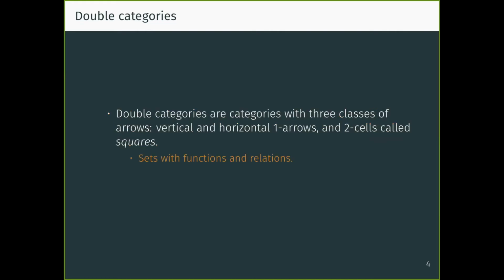One example is the double category of relations. The objects are sets, the vertical morphisms are functions, the horizontal morphisms are relations, and the squares essentially express coherence between the two. Another example is the double category of profunctors. This has categories for objects, functors for vertical arrows, profunctors for horizontal arrows, and natural transformations for squares.